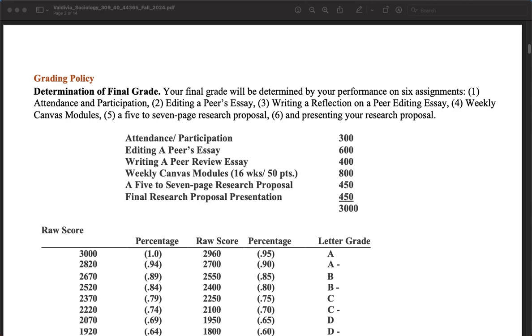So, determination of final grade. Your final grade will be determined by your performance on 6 assignments. The first one, again, is attendance and participation, then editing a peer's essay, writing a reflection on a peer's editing essay, weekly Canvas modules, a 5 to 7 page research proposal, and presenting a research proposal. Attendance and participation is going to be worth 300 points, but as I mentioned, signing onto Canvas for 30 minutes at the very minimum is how I'm going to take roll.